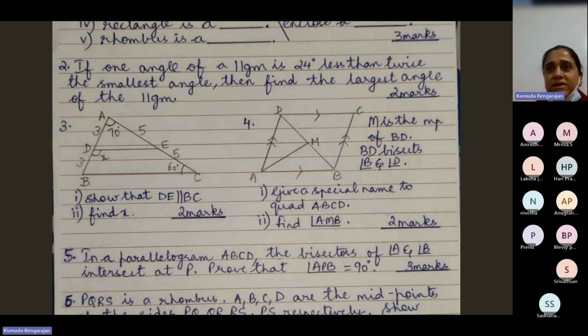Supposing DE was given to you as 10 centimeters, then BC will be 20. Correct. If DE is 10, then BC is 20 because DE is half of BC. So if DE is 10, BC is 20. Next question, find X.